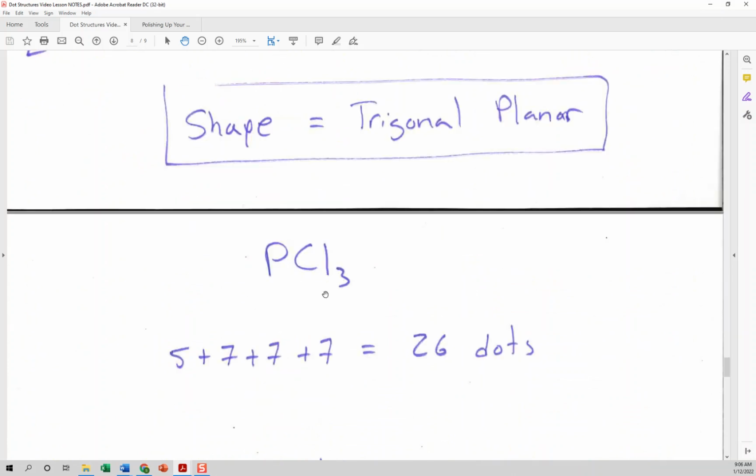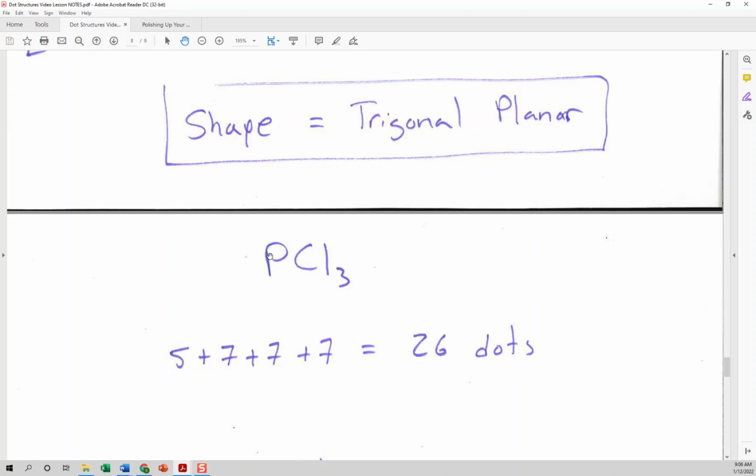So let's say I wanted to draw the dot structure for PCl3, okay? The first thing is, count how many dots you need. Phosphorus comes in with 5 valence electrons, and each of the chlorines comes in with 7 valence electrons. So we got 3 chlorines, so 7 plus 7 plus 7, and then we got 5 from the phosphorus. So we have a total of 26 dots. When all is said and done, we need 26 dots in our final structure, all right?